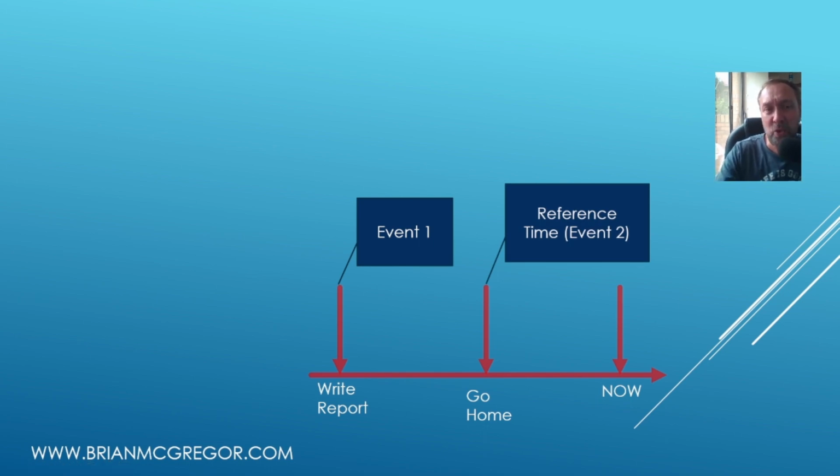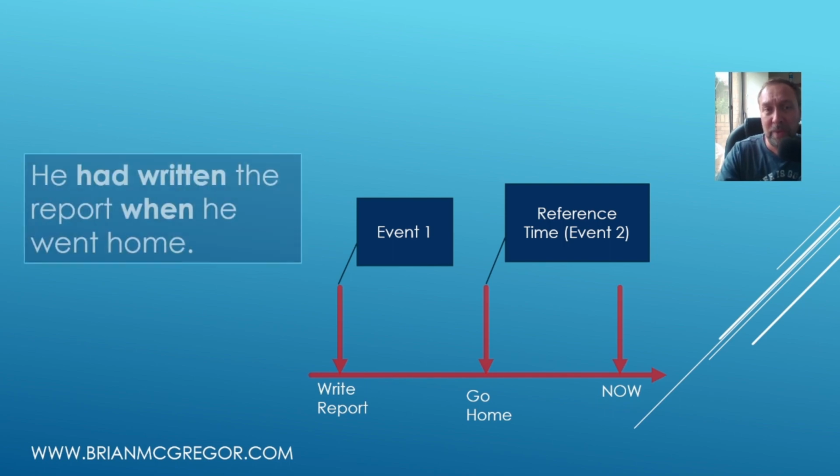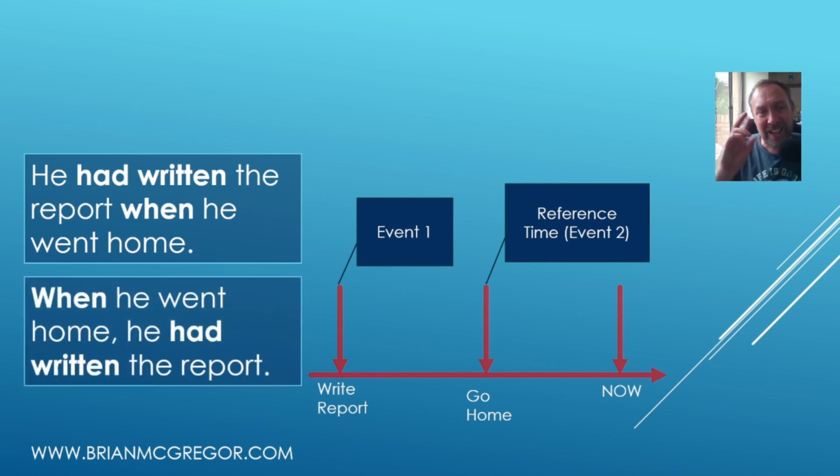So we have writing the report happened before going home. We can say he had written the report when he went home. So we use had and then the past participle of the verb to describe the event that came first. Now, even if we write this sentence the other way around, when he went home, he had written the report, it still means exactly the same thing. It does not change it.